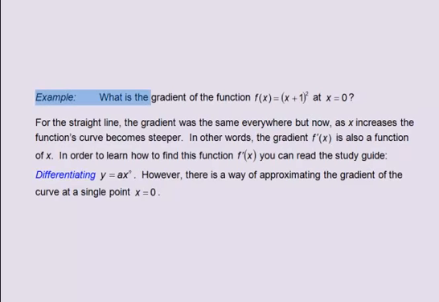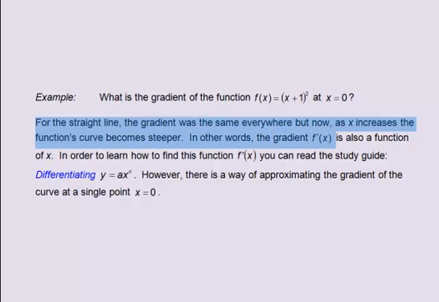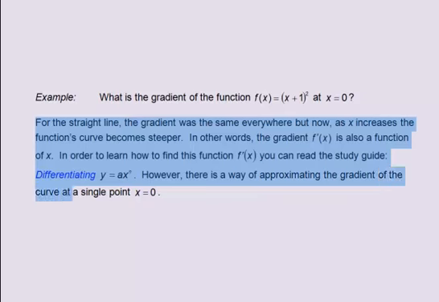Example: what is the gradient of the function f of x equals (x plus 1) all squared at x equals 0? For the straight line, the gradient was the same everywhere, but now, as x increases, the function's curve becomes steeper. In other words, the gradient f prime of x is also a function of x. In order to learn how to find this function, f prime of x, you can read the study guide, Differentiating y equals ax to the n. However, there is a way of approximating the gradient of the curve at a single point, x equals 0.